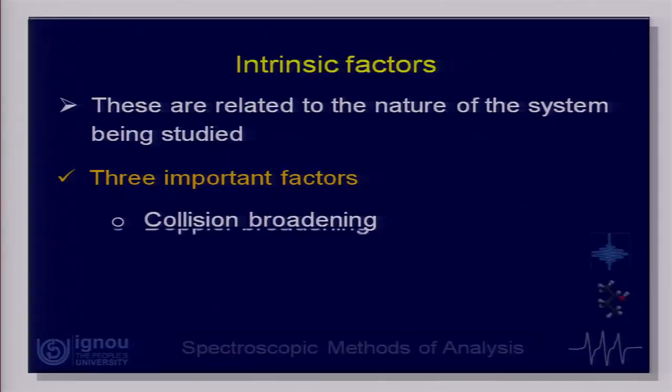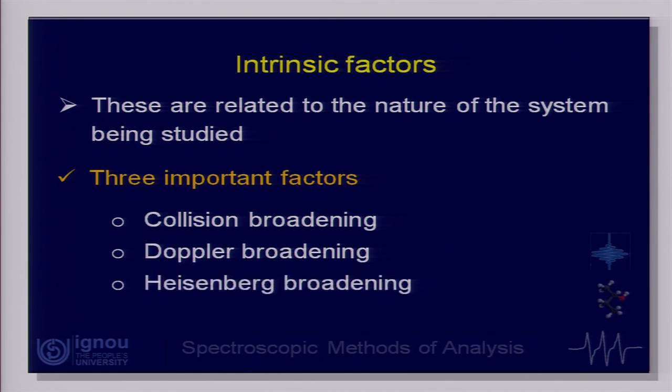So, what is the origin of that? What are the intrinsic reasons for that? There happen to be, one is called collisional broadening, that means the broadening of the line because of collisions between molecules. I will elaborate on that. And second happens to be Doppler broadening, that means broadening because of the Doppler effect coming into play. The third one happens to be Heisenberg or lifetime broadening. I will elaborate on each one of them.